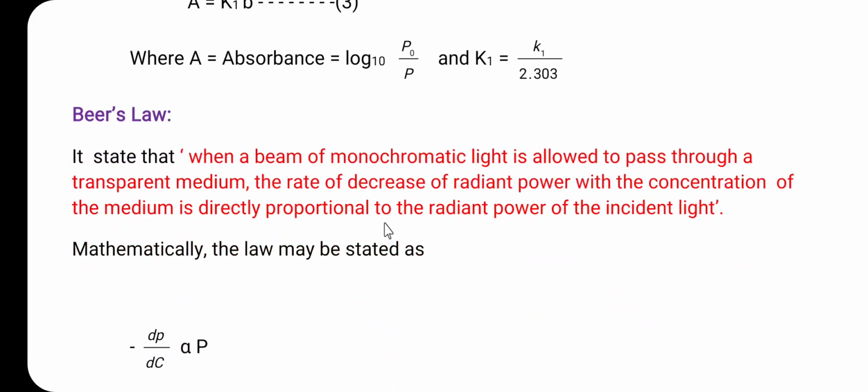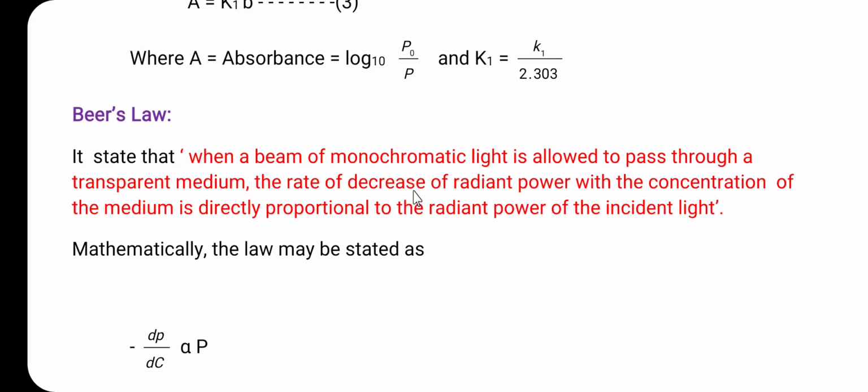Then let us consider Beer's law. In a similar manner, we are going to state Beer's law, as well as derive the expression for Beer's law. So, here is the statement of the law: when a beam of monochromatic light is allowed to pass through a transparent medium, the rate of decrease of the radiant power with the concentration of the medium is directly proportional to the radiant power of the incident light.